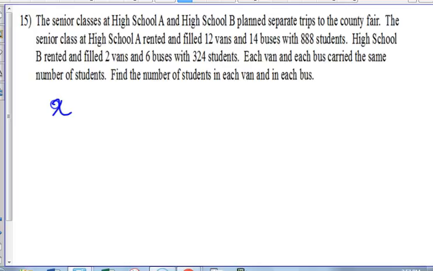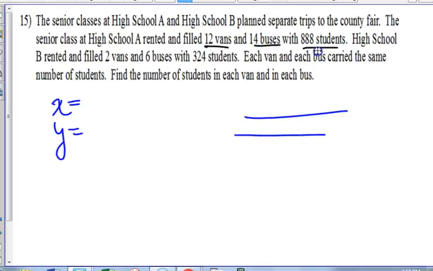This is what you have to do, guys. You have to tell me what x and y stand for and then write the two equations. That's what it's going to look like on the quiz. The senior class at High School A and High School B planned separate trips to the county fair. The senior class at High School A rented and filled 12 vans and 14 buses with 888 students.